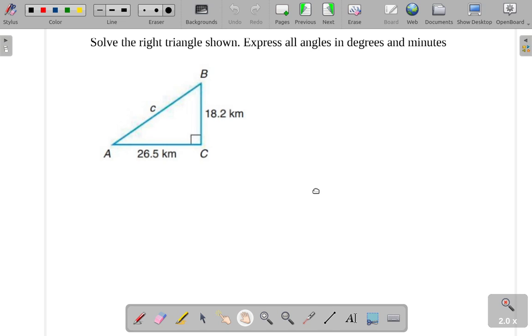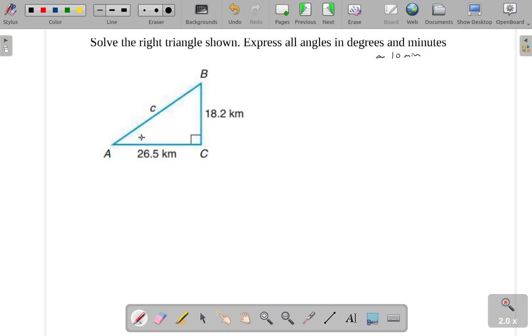Solve the right triangle shown. Express all angles in degrees and minutes. This is 3 significant digits, and if we're expressing this in degrees and minutes, that means I'm going to round these to the nearest 10 minutes. This is using the guidelines that I saw before. 3 significant digits means to the nearest 0.1 degree, or to the nearest 10 minutes. So that's where I'm going to be rounding this to the nearest 10 minutes.